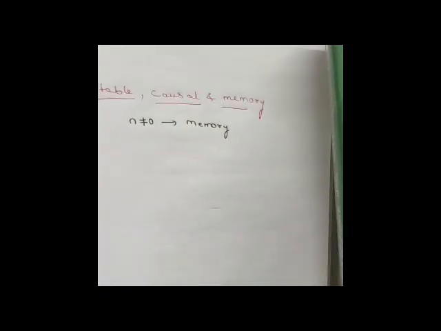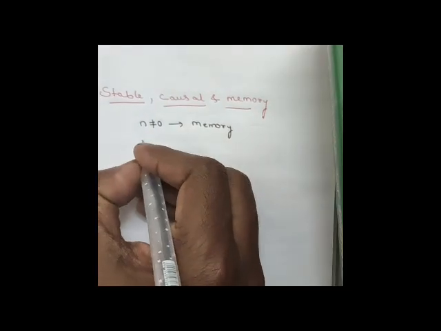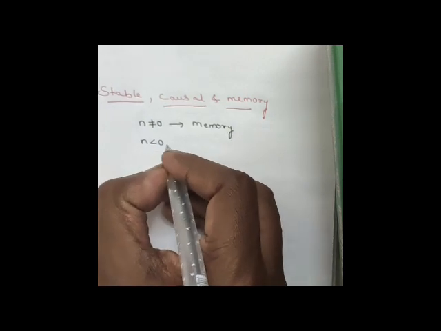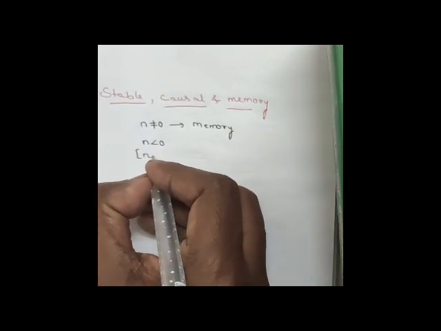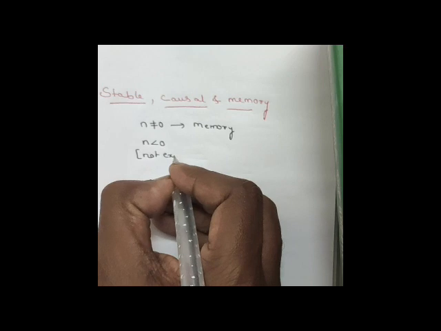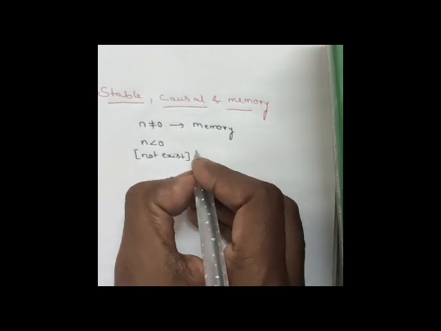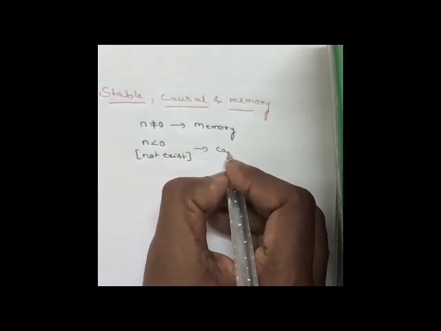Then causal. The system is said to be causal if the impulse response h of n does not exist when n is less than 0. So for n less than 0, if the system does not exist, then we call the system causal.